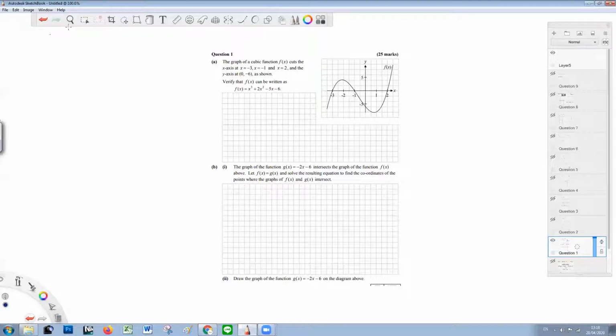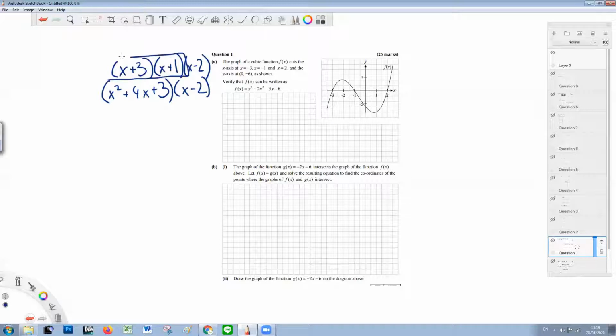So pretty simply, we would just say that it has three roots, or three factors: x plus 3, x plus 1, and x minus 2. And the easiest thing really is just to multiply them all out. So doing this part first, we're going to get x squared plus x plus 3x, so it's going to be x squared plus 4x plus 3, multiplied by x minus 2. So we just did this bit first.